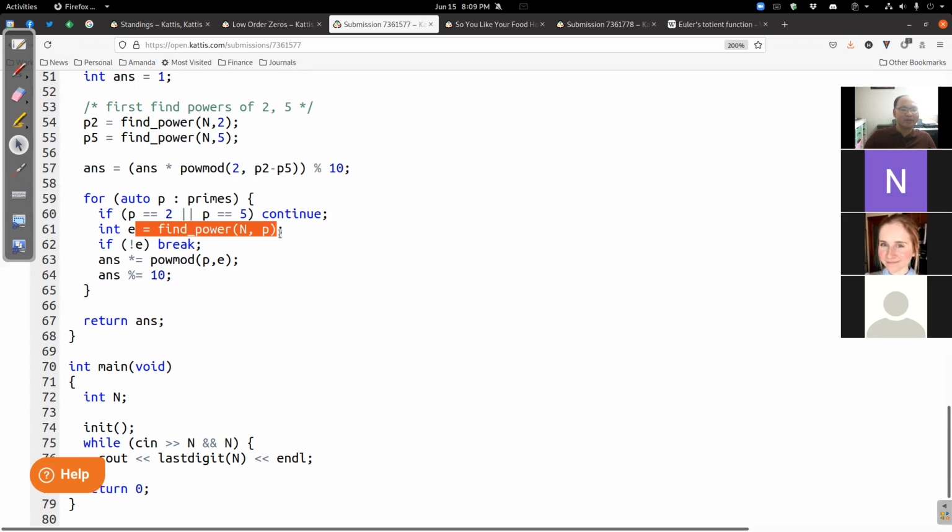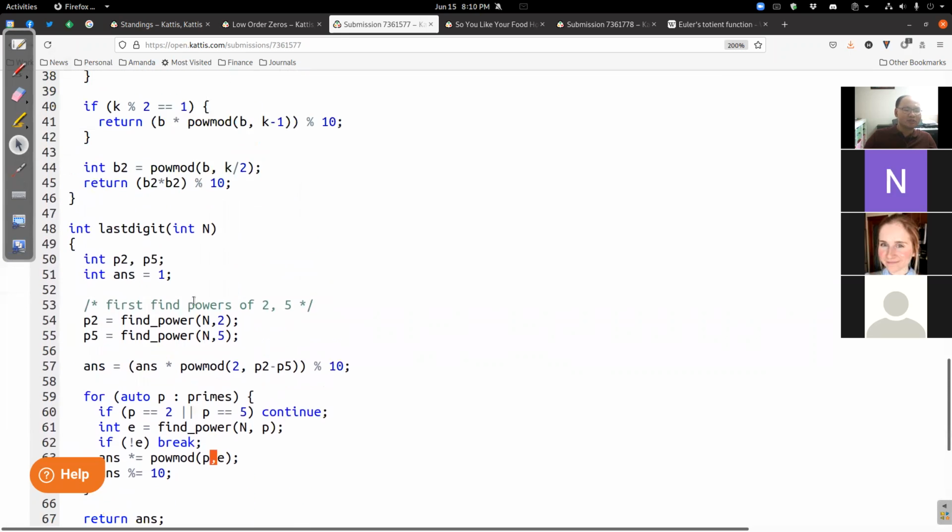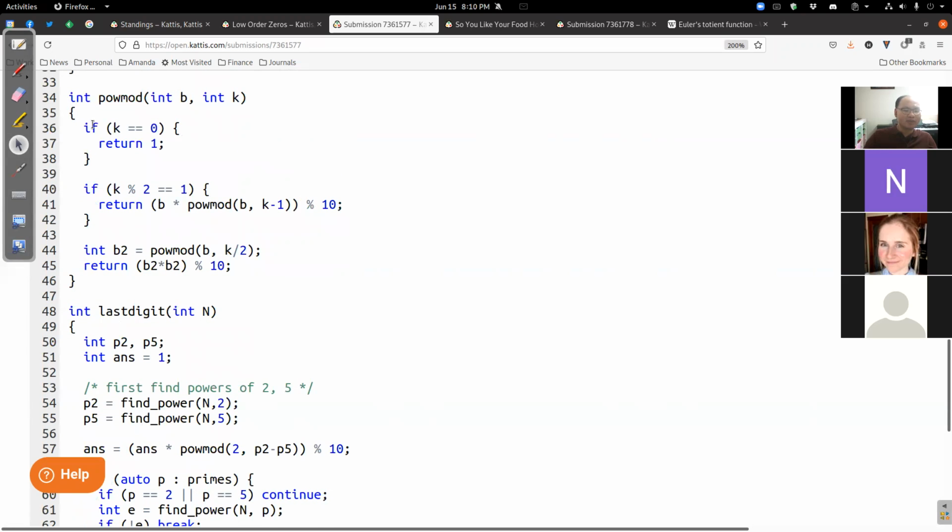thing. I find the power. If for some reason the exponent is 0, I'm done, because maybe the prime that I'm choosing is bigger than n. And then I just multiply that in. This power mod basically computes p to the e mod 10. So this is power mod, it's here. If you're asking me to raise something to exponent 0, I just return 1.